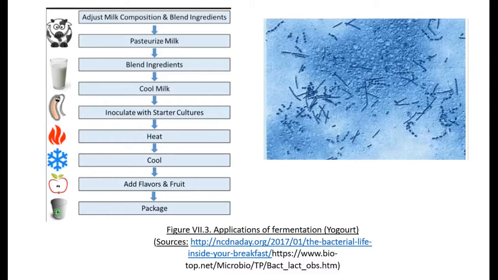Our third example is yogurt. Yogurts are made from milk. The transformation of the milk will be done by two types of bacteria. Some will have a long shape and the others will be in a circle shape. And you've got these lines of circle-shaped bacteria. These bacteria are going to do fermentation and they're going to produce acid.